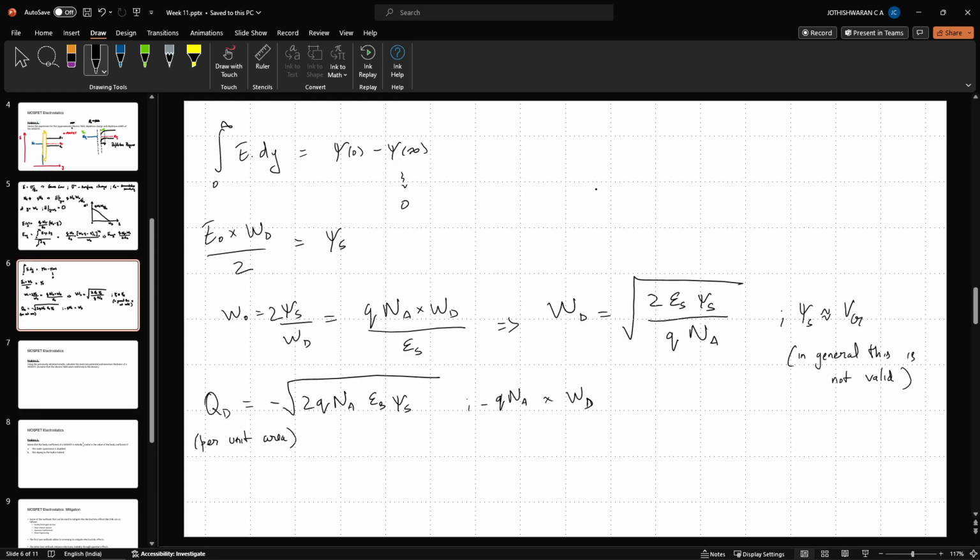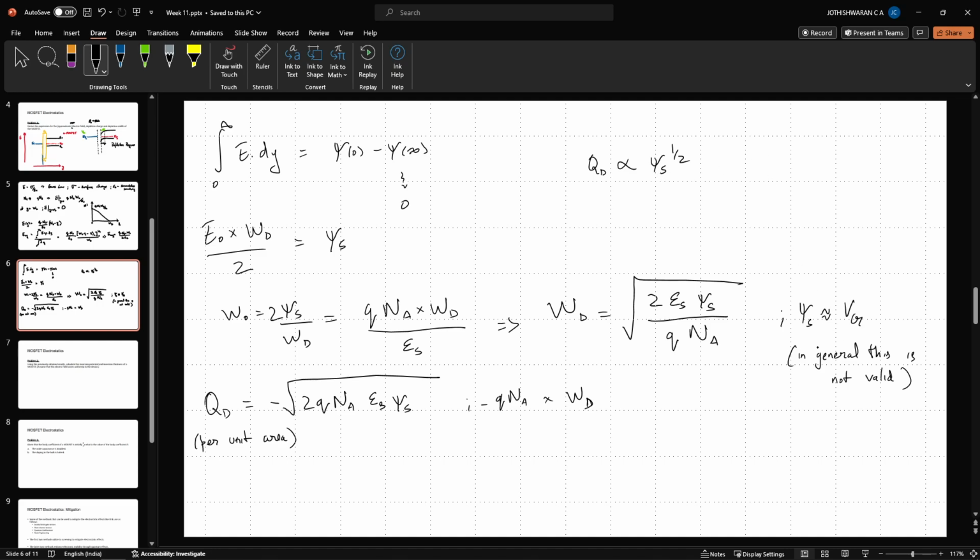So first and foremost, the thing that we know is QD is proportional to psi s to the power half. So the charge that is being accumulated, I shouldn't say accumulated, the charge that is being formed. I will not use the word accumulated because accumulation refers to a different mode of operation for this device. So the charge that is being introduced into this substrate, at least in the depletion regime, varies as the square root of the surface potential.